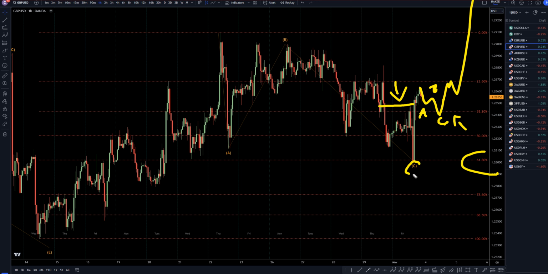Like I said, hopefully this is the end of a wave C, and now we're going up for a wave 2. This over here is a big wave 1. This is a big ABC of 2. Back up for wave 3.